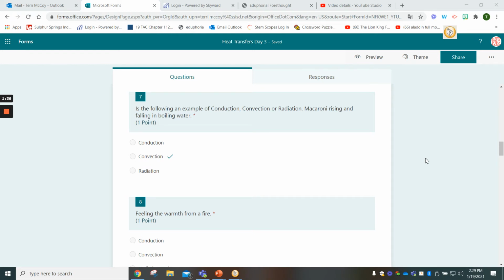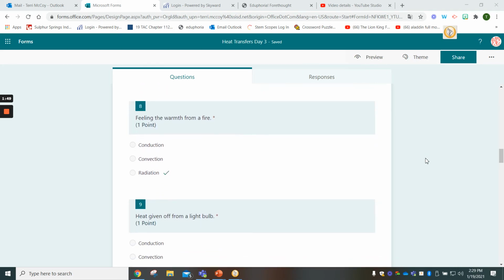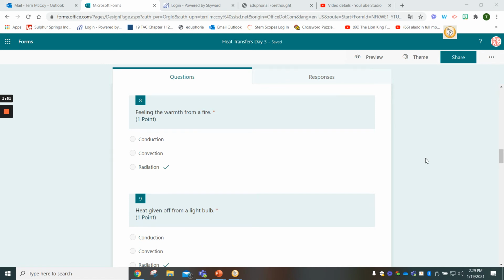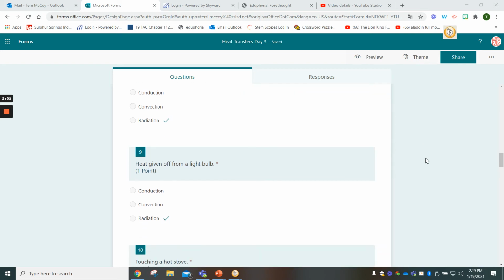Here we have macaroni rising and falling in boiling water. That is an example of convection, because if it's in boiling water, we've got circular currents in there, and that is exactly what convection is. Feeling the warmth of a fire. You don't have to touch the fire to feel the warmth, right? Hopefully you don't ever touch fire because you'll get burned. But if you can feel the warmth from the fire, that is radiation.